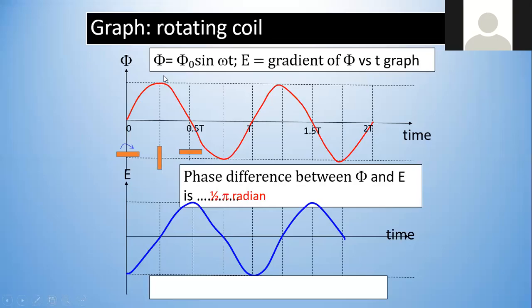So the screen disappeared. Sorry, somebody is trying to talk. I'm trying to see what is the thing. Not 180, 90 only. Sorry, still learning all this.